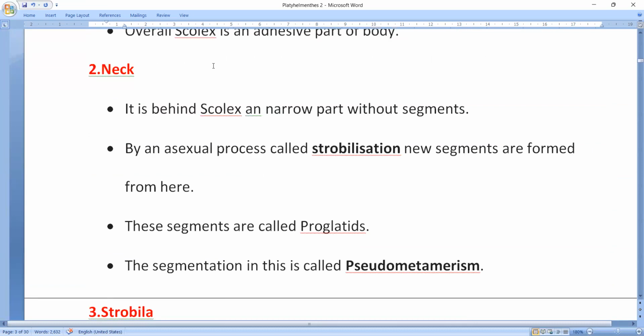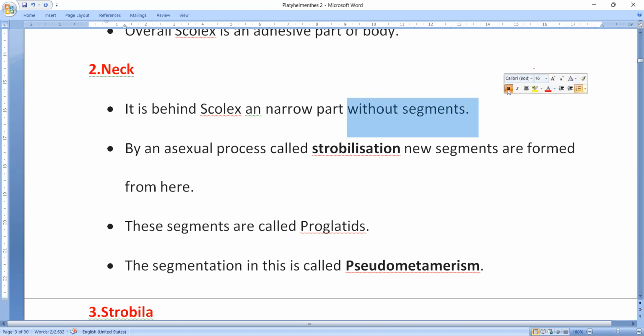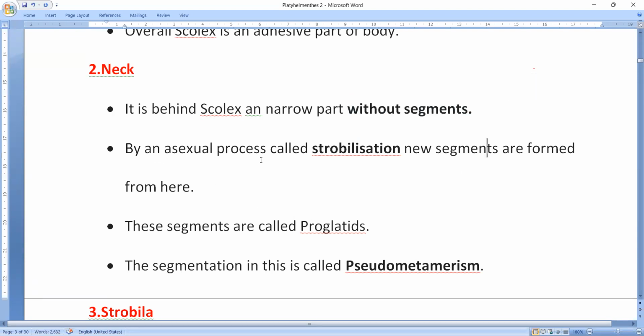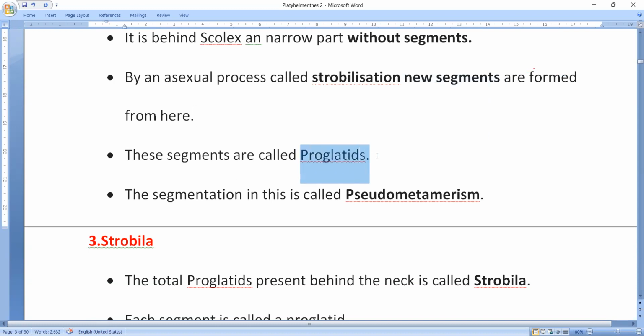And the second part of the body is the neck, which is behind the scolex. It is a narrow part without segments. But it is an important part because of an asexual process called strobilization, a kind of binary division. In strobilization, new segments are formed from the neck. These newly formed segments are called proglottids.